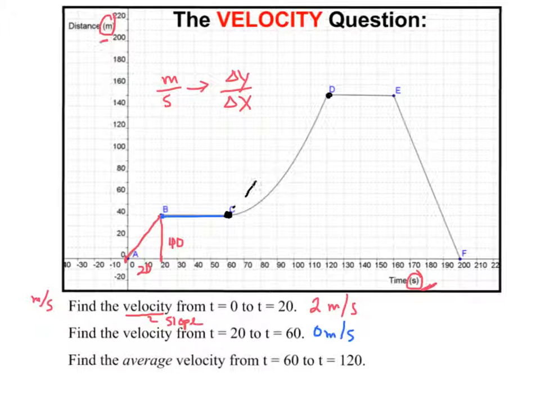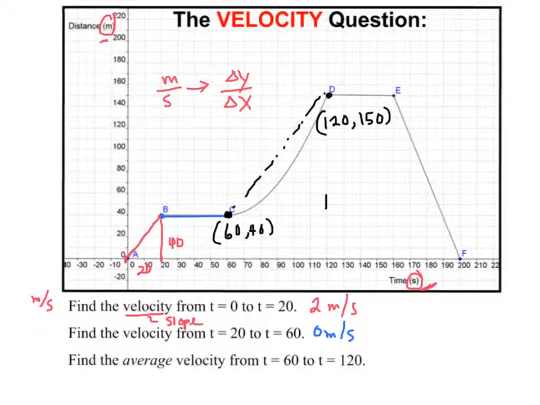So what we're really calculating here, I'm going to just kind of do a dotted line, is the slope between those 2 points. So this point is 60, 40, and this point up here is 120 and 150. So the slope would be the change in y over the change in x. So we've got 110 divided by 60, or 11 over 6 meters per second. And that's the average velocity.